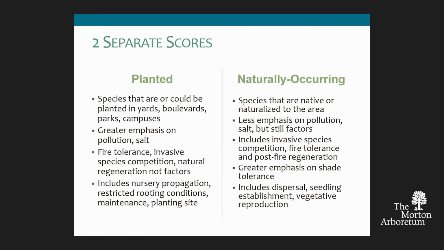So we've developed two separate scores for tree species specific to the Chicago area. One for planted species in developed sites. This could be in a yard, boulevard, or campus. And we put a greater emphasis on urban factors such as pollution and salt tolerance. And things that are a bigger concern in natural systems like fire tolerance and invasive species competition get less of an emphasis in these planted trees.